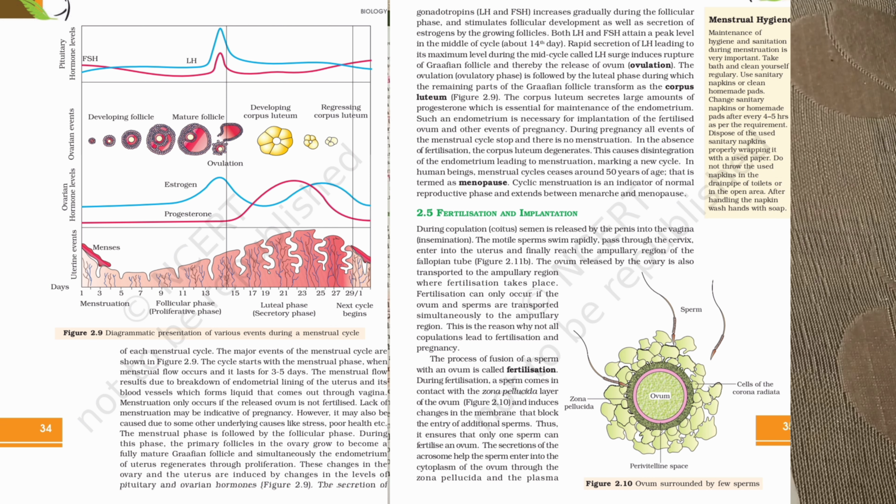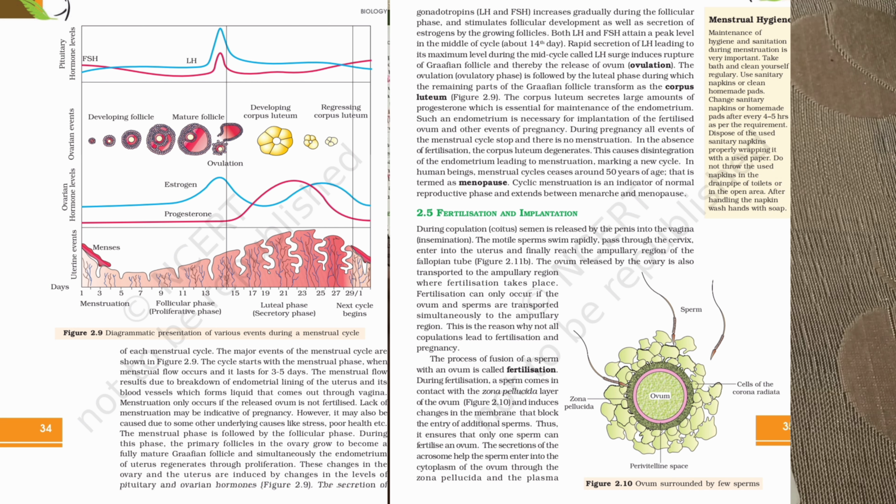The secretion of gonadotropins LH and FSH increases gradually during the follicular phase and stimulates follicular development as well as secretion of estrogens by the growing follicles. Both LH and FSH attain a peak level in the middle of the cycle, about the 14th day. Rapid secretion of LH, leading to its maximum level during the mid-cycle, called the LH surge, induces rupture of the Graafian follicle and thereby the release of the ovum, ovulation.